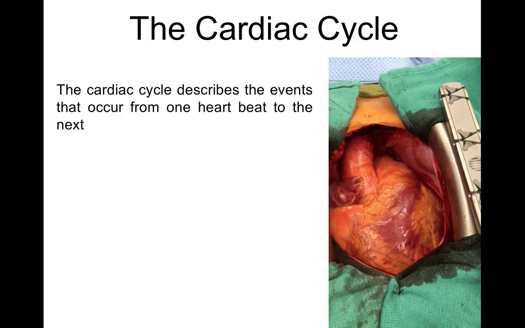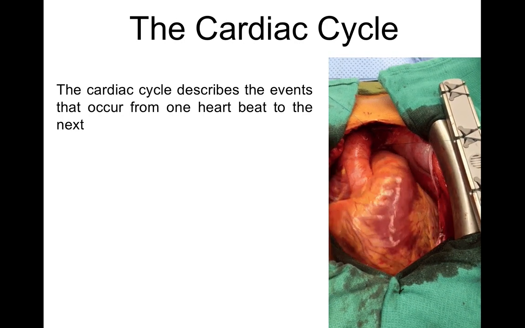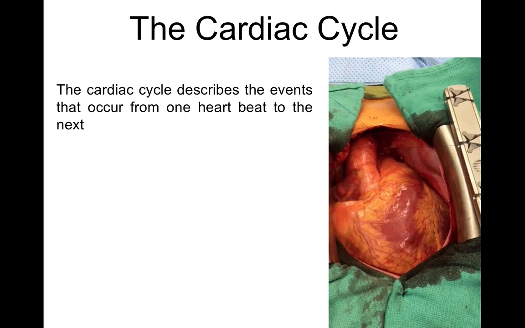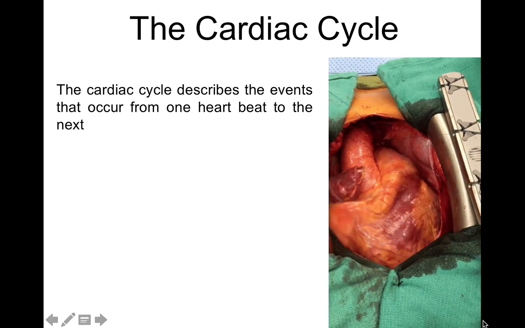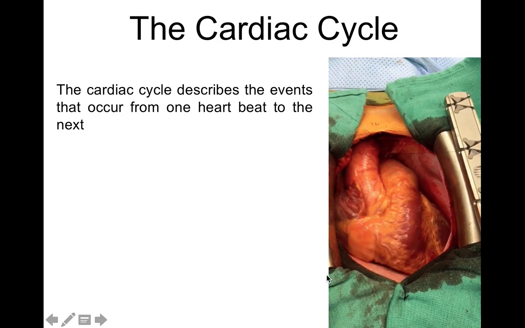Now the cardiac cycle. So the cardiac cycle describes the events that occur from one heartbeat to the next. And this is showing you a heart in someone's chest. I think it's just before a heart transplant. You can see the ventricles and the atria are contracting and relaxing.